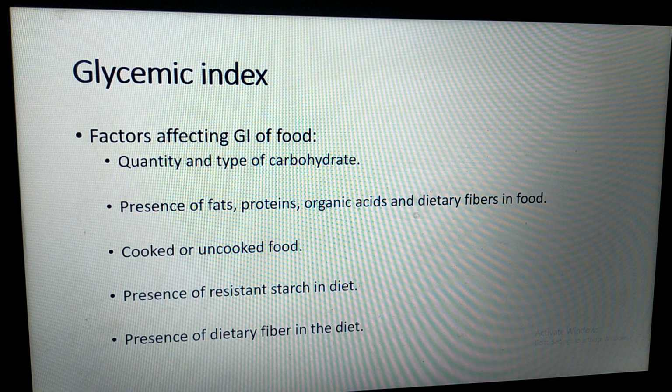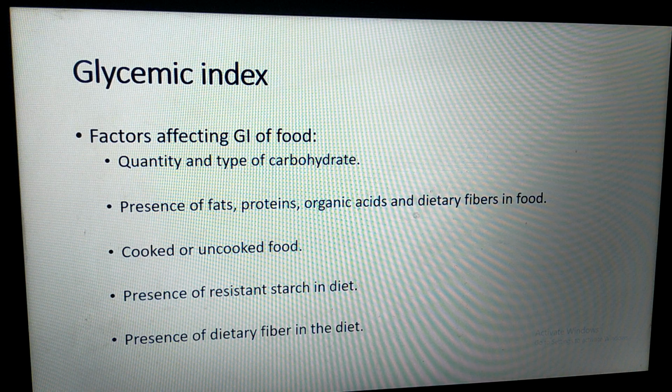The glycemic index of sucrose is higher because it is a disaccharide, so it is easily digested and absorbed. Whereas starch is a complex carbohydrate, so it requires more time for digestion. Therefore, it is slowly absorbed as compared to sucrose. So sucrose has a high glycemic index as compared to starch. Therefore, the type and quantity of carbohydrate is also important for glycemic index.